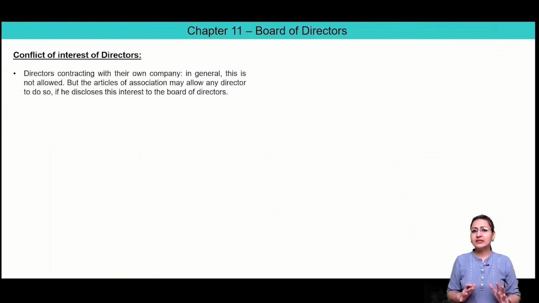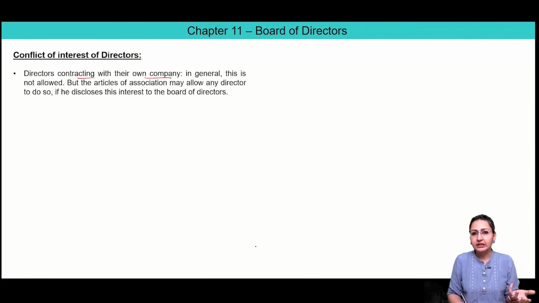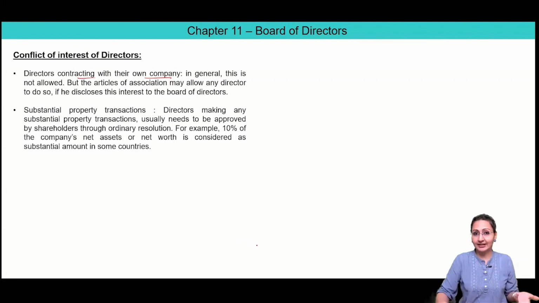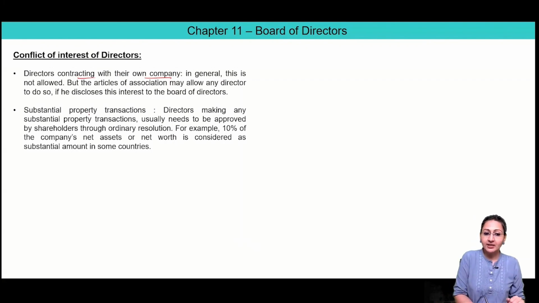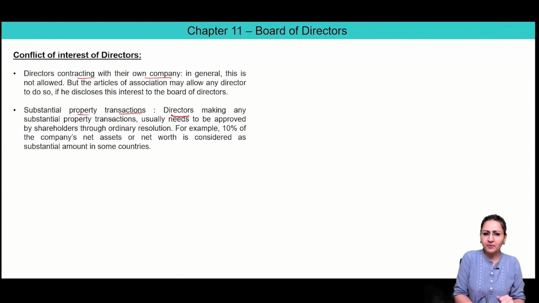Then comes conflict of interest of directors. There are many cases under which directors can have a conflict of interest. Number one, they can contract with their own company. They are dealing with a contract with their own company. So that is definitely a conflict of interest. Substantial property transactions. That means a director is making substantial property transactions, which usually need to be approved by the shareholders, even if it is approved by the shareholders.